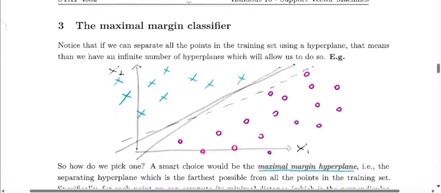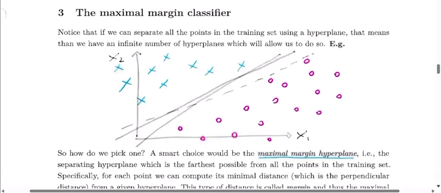Now because of this, you know what I want to do? We have three types of classifier. We have what we call the maximal margin classifier, we have the support vector classifier, and we also have support vector machines. But I'm going to start by explaining the first one, the maximum margin classifier. Why is it called the maximum margin classifier?